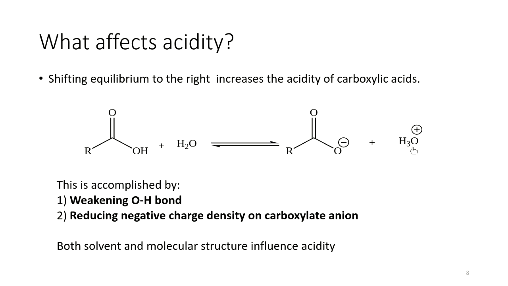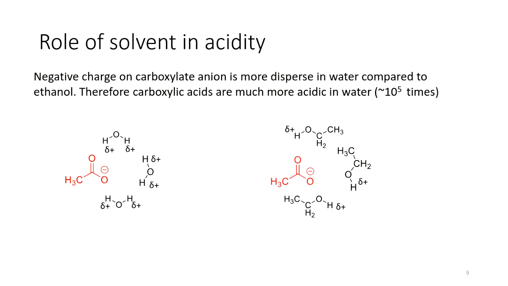So we're going to look at the features that influence the strength of the OH bond and the negative charge density on the carboxylate ion. So first is solvent. Depending on what you dissolve your carboxylic acid in, the acidity is going to be different. So we're looking at the carboxylate anion of acetic acid, or ethanoic acid, same thing, in water versus in ethanol.